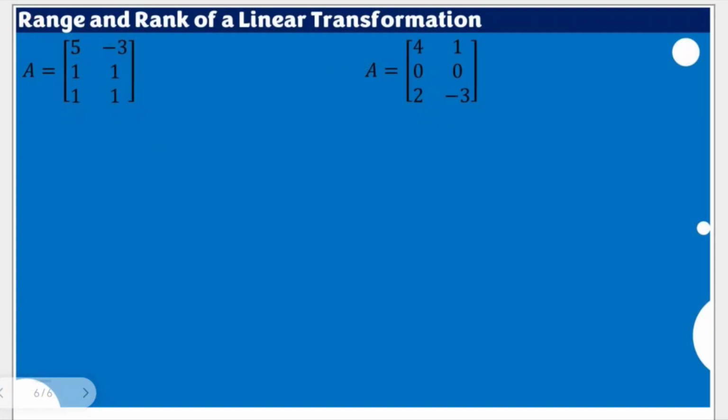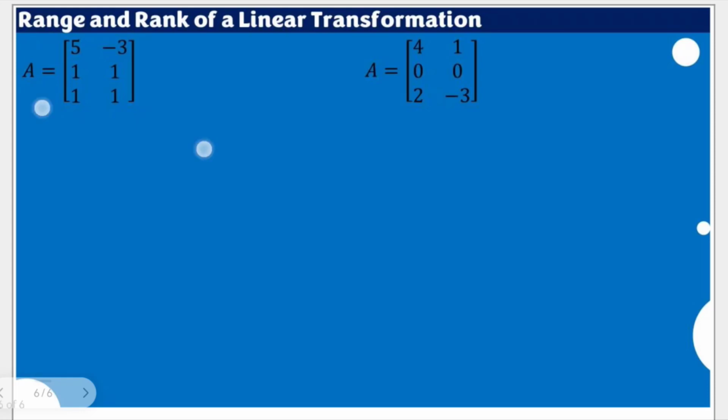To show the range and the rank of the linear transformation defined by these two matrices, we need to first come up with the reduced row echelon form of these two matrices for the range. Then we're going to locate the pivot columns, or the columns with leading ones, and on our initial matrix, we're going to pick those columns to be part of the basis of the range. The rank, on the other hand, shows the dimension of the basis of the range.